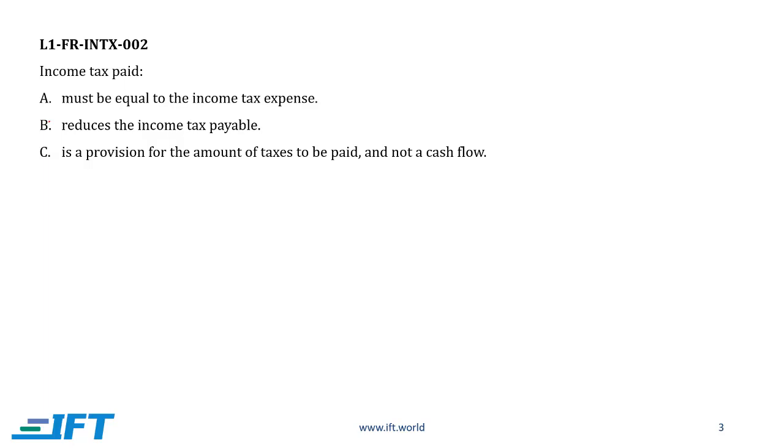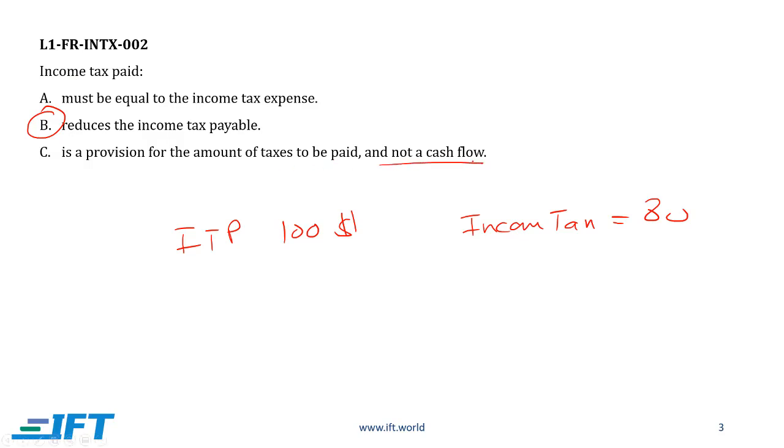What about option B? Does it reduce income tax payable? Yes. So if your income tax payable is $100 and you paid income tax, let's suppose of $80, then how much is your income tax payable? It goes down. So option B is correct. Income tax paid is a provision for the amount of taxes to be paid and not a cash flow. Actually, it is what? It is a cash flow.